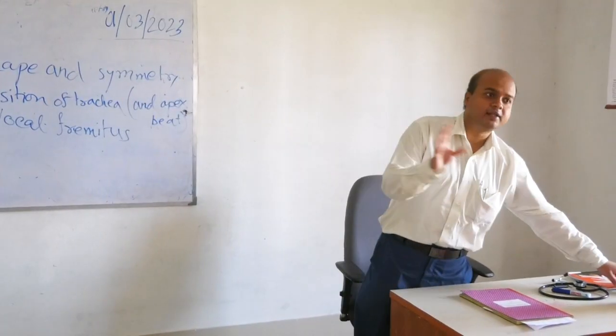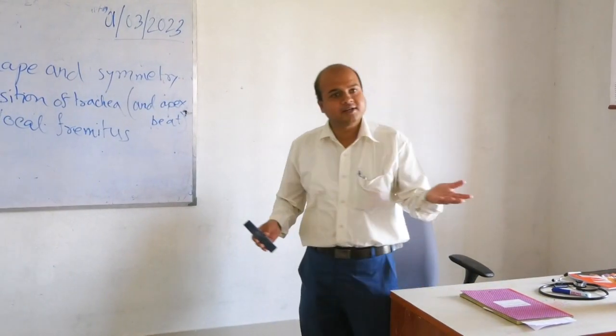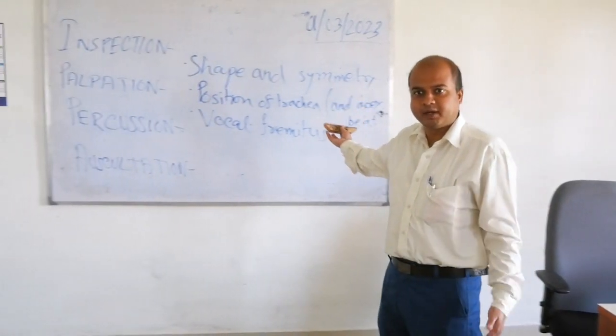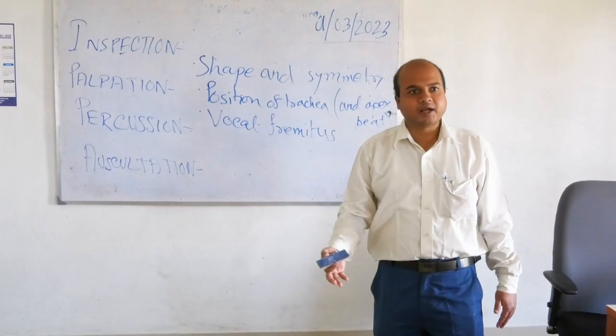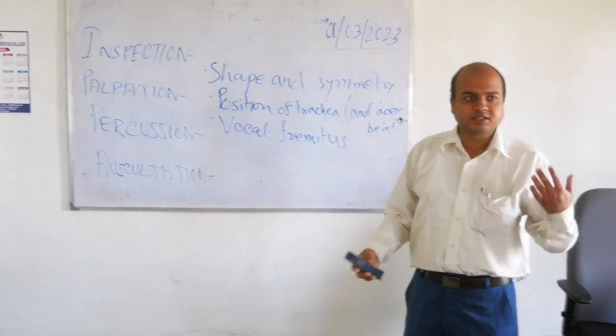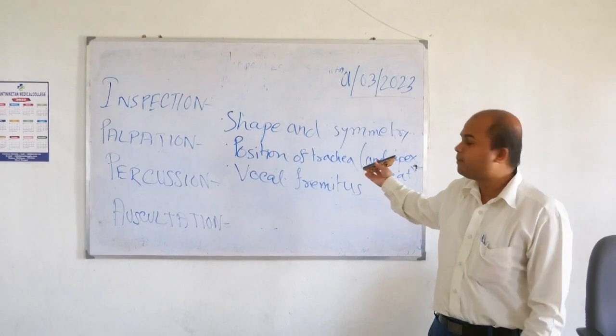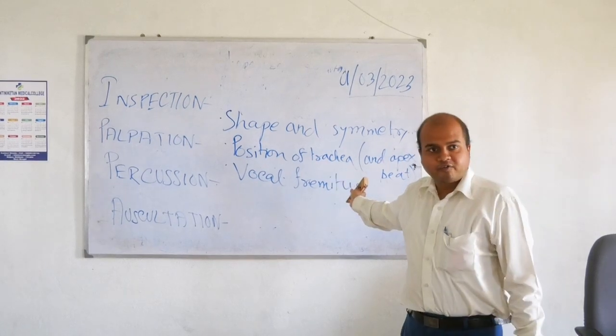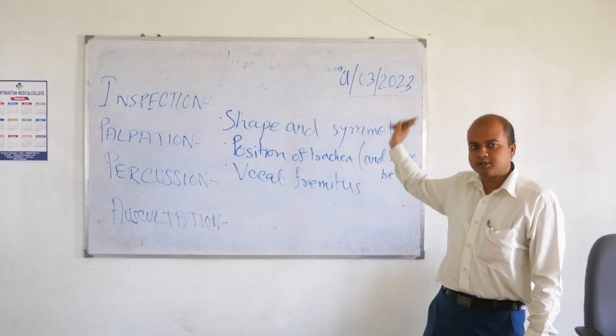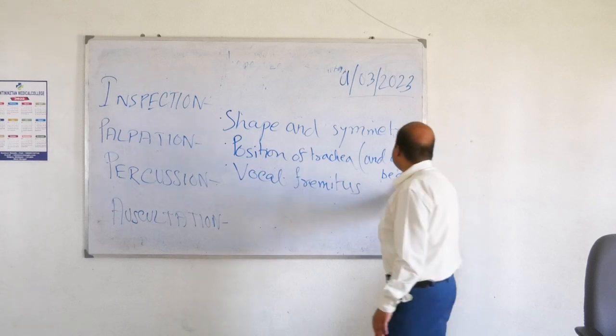So this is what is to be noted in palpation. Shape and symmetry either to be confirmed, or if there are mild changes in shape and symmetry, to be picked up by palpation. Position of trachea: if there is gross deviation, it is already seen in inspection, to be confirmed by palpation. And vocal fremitus and apex beat also, but apex beat will take a separate class.